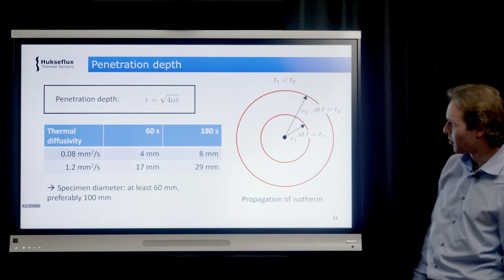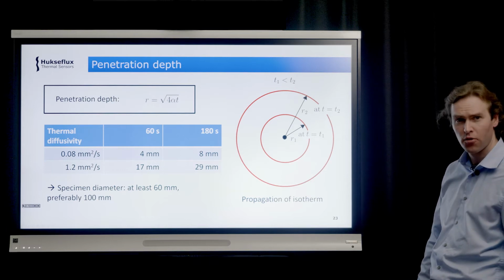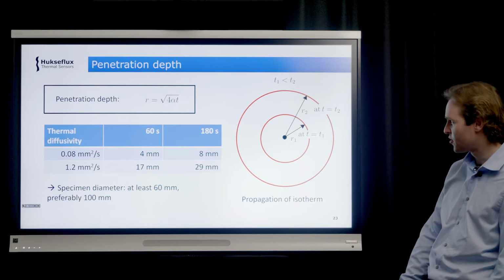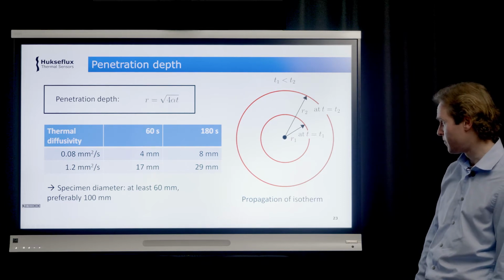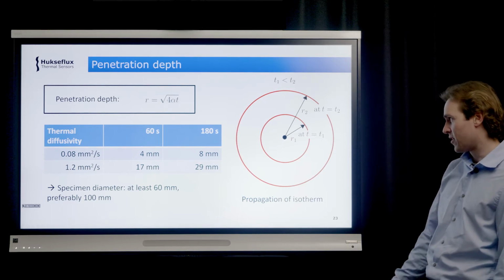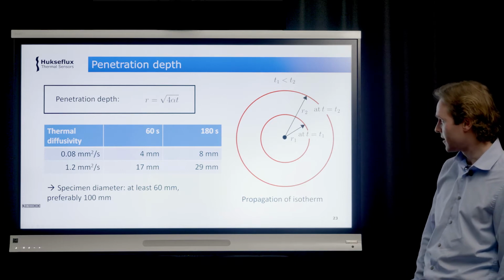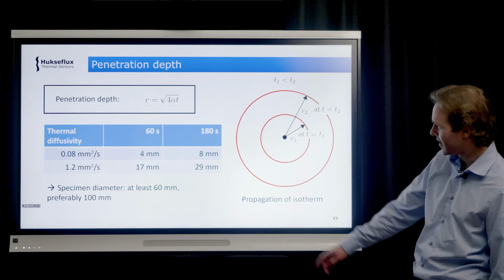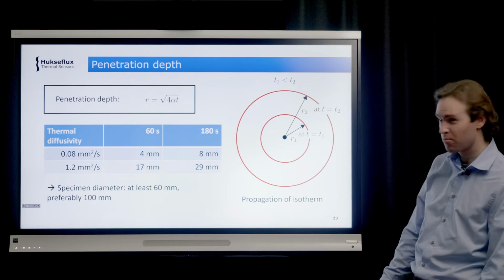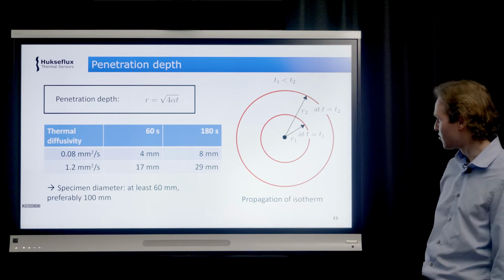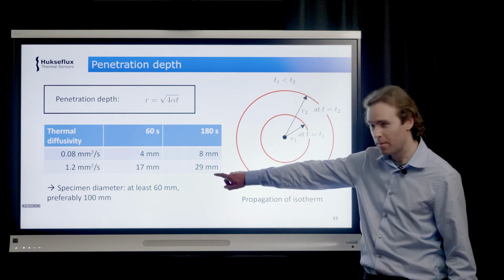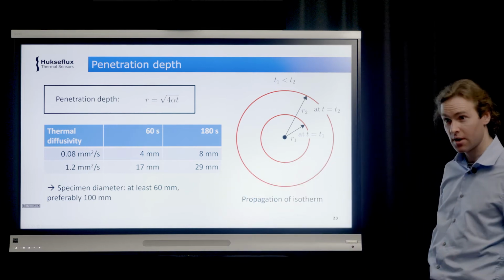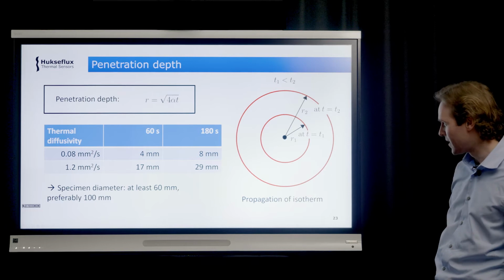And I've given here the thermal diffusivity for some typical materials. For plastics, it's about 0.08 millimeters square per second, and for quartz, it's roughly 1.2 millimeters square per second. You can see that if thermal diffusivity is higher, it propagates faster through the material. So after 180 seconds in quartz, it will be about 30 millimeters radius into the material.